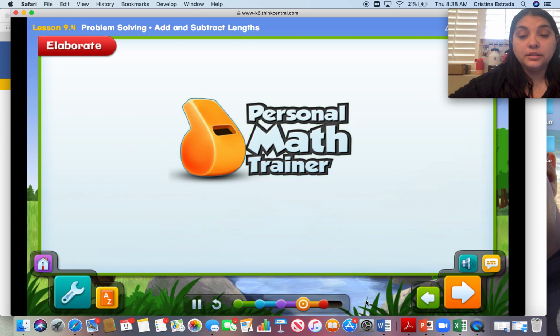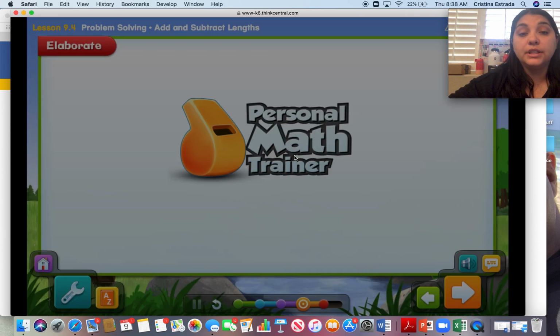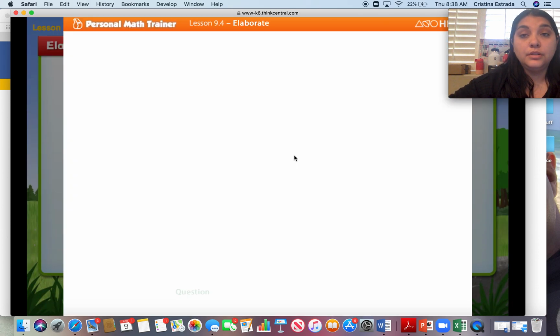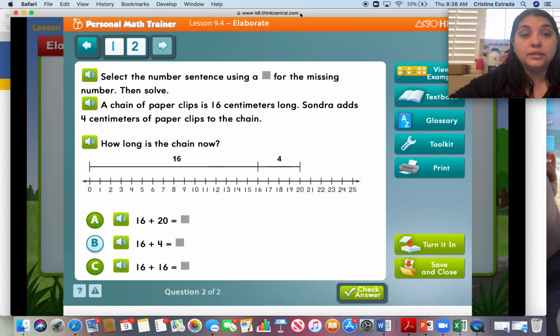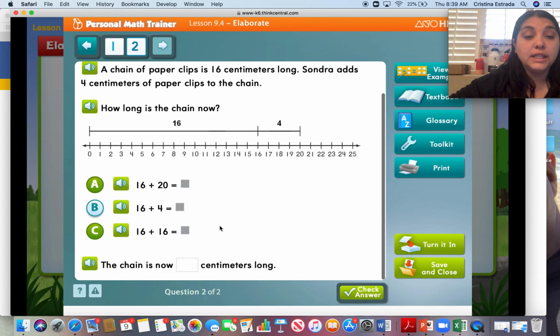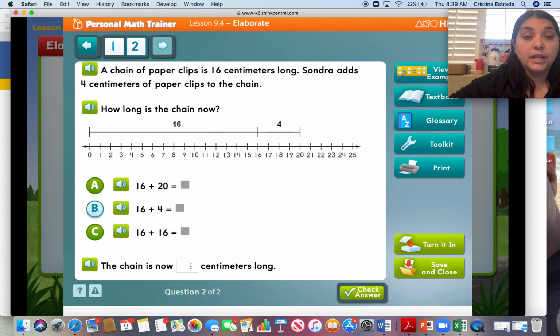Now let's practice with the personal math trainer. Okay, so now we're here. In order to start the personal math trainer, we have to click on the whistle. And it will take us to this screen. Here we only have 2 problems that we work on independently. The first one says, select the number sentence using a box for the missing number, then solve. So we have to first find out what the information is telling us, and then at the end, we'll write down our answer.